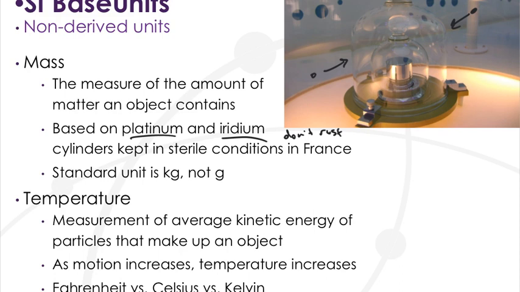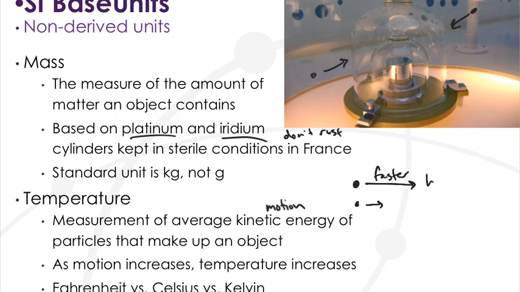Okay. All right, the next one here, temperature. We'll say some more on it on the next slide as well, but temperature is the measurement of average kinetic energy of the particles that make up an object. This is super important. Kinetic energy is the energy of motion. Okay, temperature is really a measure of how fast or slow something is going. That's what it means.